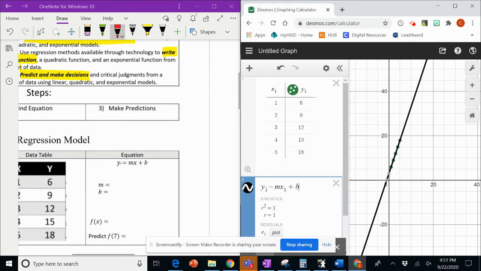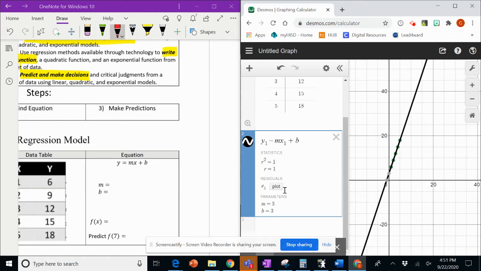The only difference is I have y1 and x1. And to put the 1 at the bottom like that, you'll just type the 1 after the y and after the x. All right, so if I scroll down at the bottom, you see here, they give me my values for m and b right here. So I'm going to go back to my notes. And for m, we have 3. So I'm going to put 3. And for b, we also have 3.